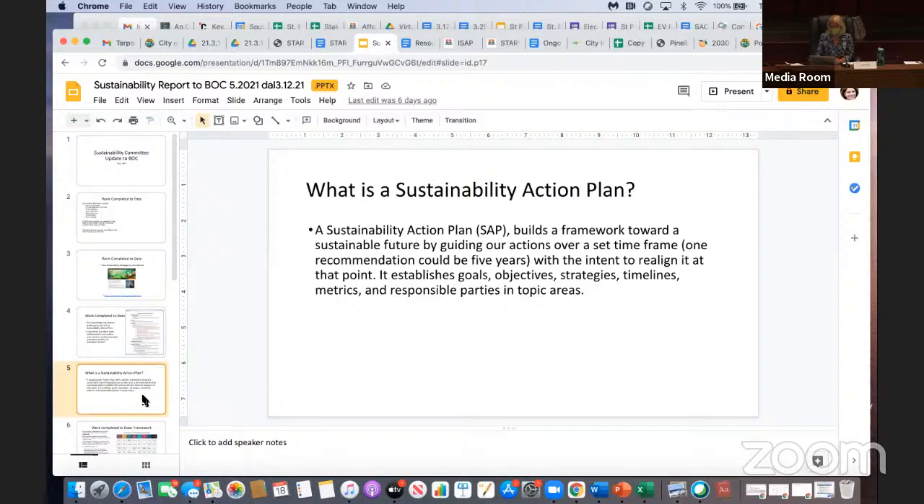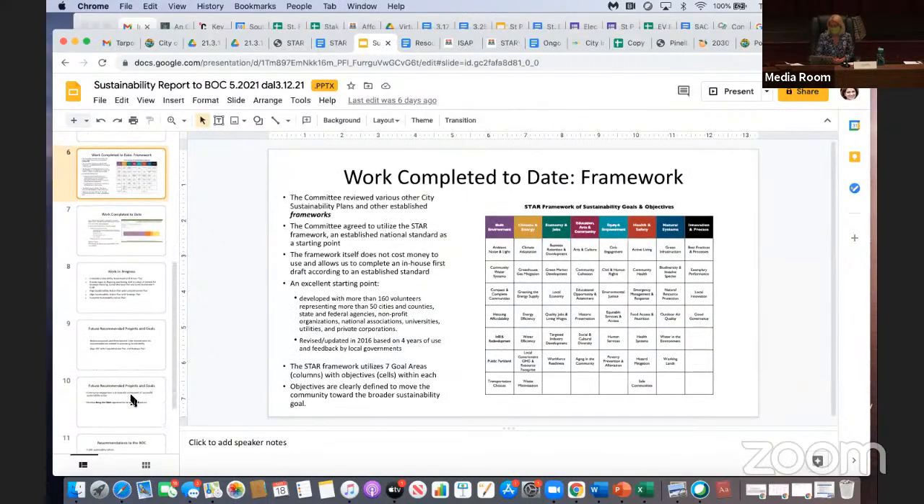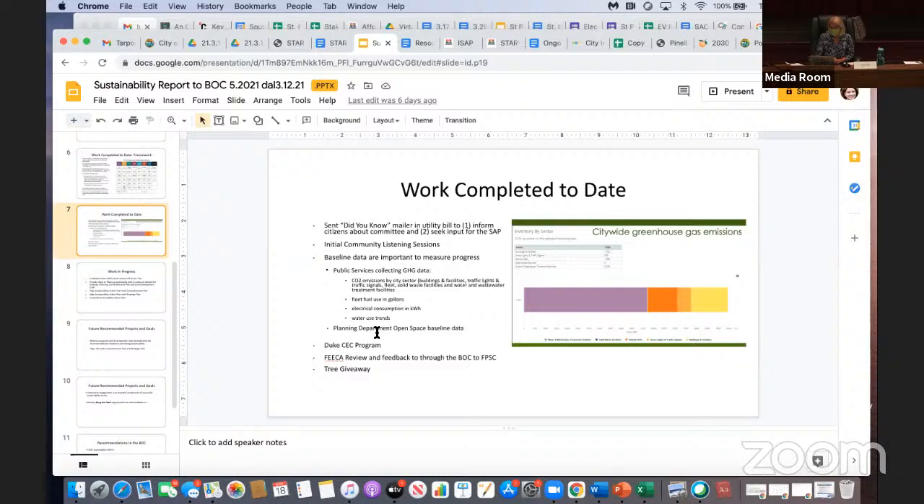So okay, back to this. Again, explaining the idea of what a sustainability action plan is. I'm not sure if all of the commissioners that were there last year are on, but I just want to make sure that we're doing that ongoing education. And then explain the framework and what it is, how we're using it, how it's a guiding document, and what the different goal areas are. And then also explaining the work completed to date that we've done as a committee.